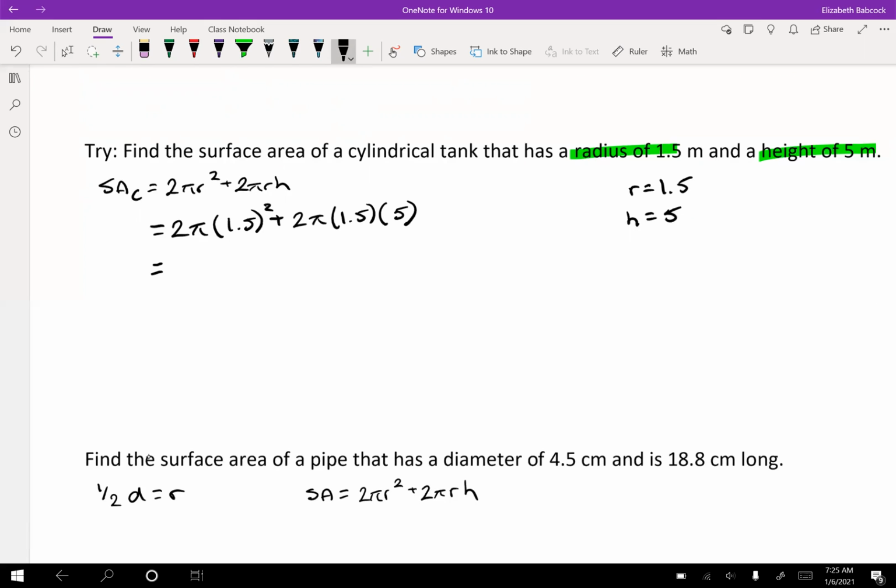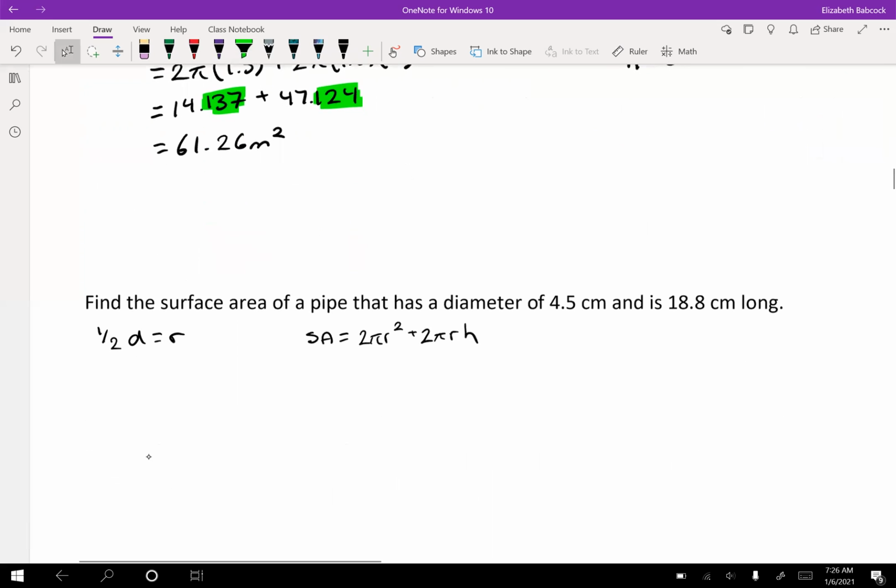If you calculate that out, your first one should equal 14.137, and then your second one is 47.124, and we get a total of 61.26 meters squared. Notice that with my ones that are within the calculation and not my final answer, I take more decimal places. Okay, if you start rounding before you are done, before you have your final answer, your answer will be off. So it is important that we keep a couple more decimal places than we want while we're doing our calculations. Okay, so that would be your final answer.